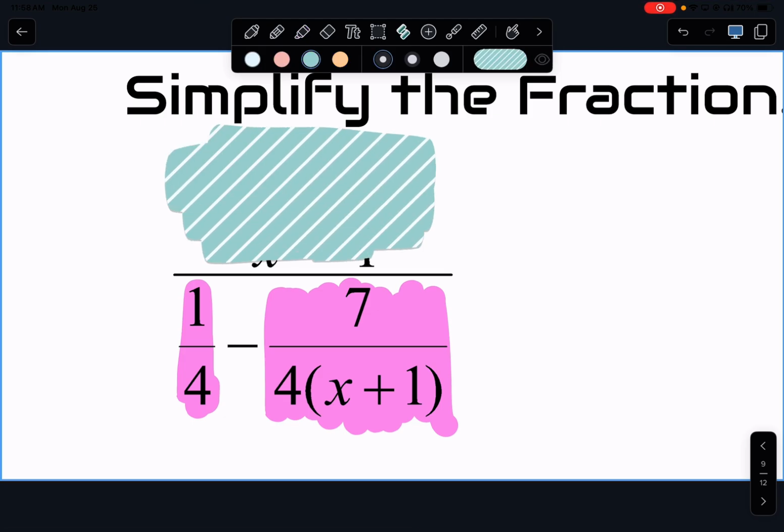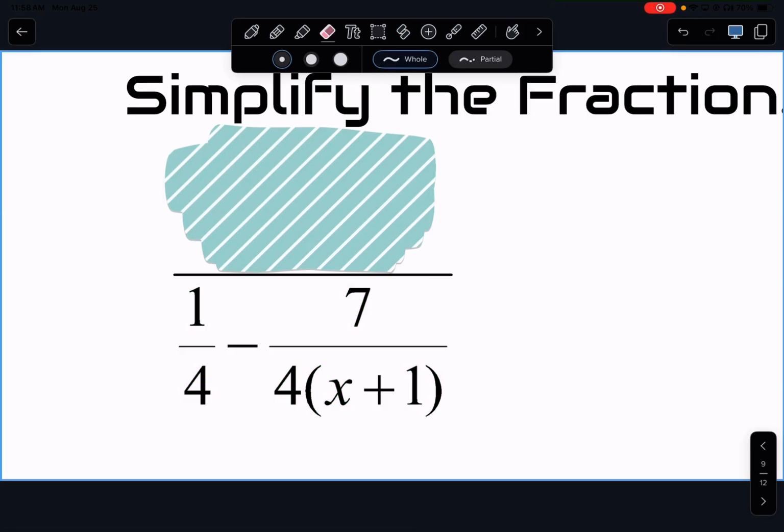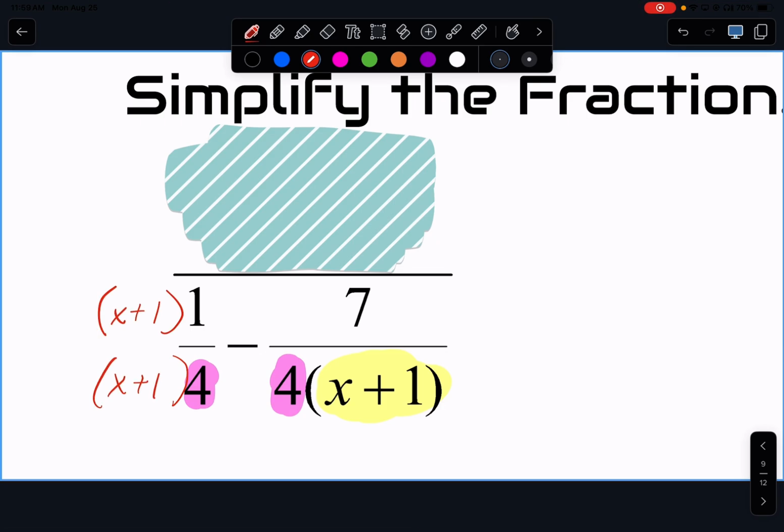So what I'm going to do is just cover up the top right now. I'm not even going to worry about it right now. Okay? Do I have a common denominator on the bottom? I've got a 4 and a 4. But what does this one have on the right that the other one doesn't? X plus 1. So I have to multiply that 1/4 by x plus 1. So I'm going to multiply here x plus 1, x plus 1. And then we're going to distribute that 1.